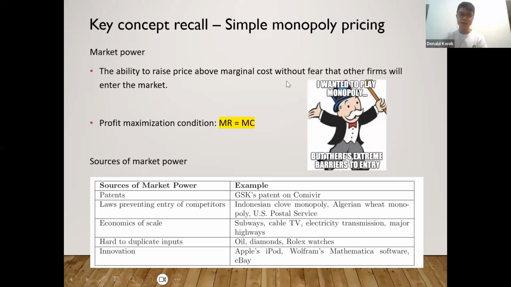The profit maximizing condition for the monopolist is still the same. Marginal revenue equals to the marginal cost. So this will be used for the firm to find its profit maximizing quantity and price. Okay, so some sources of market power are listed below here.